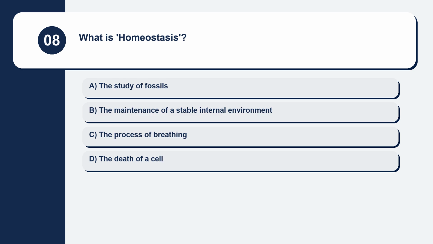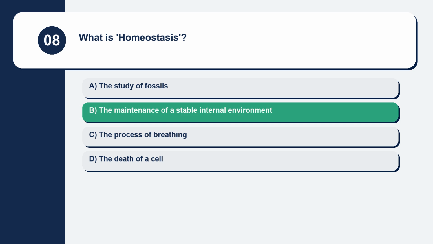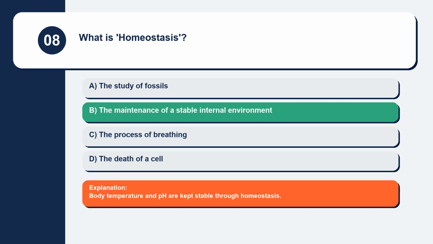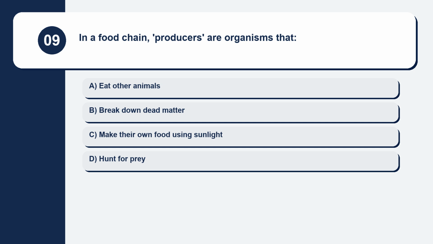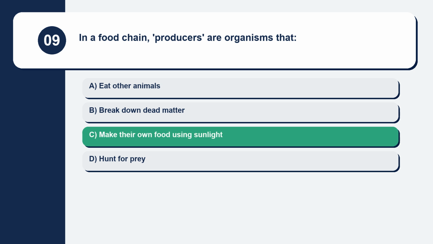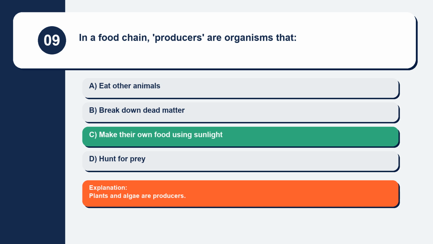Question 8. What is homeostasis? The study of fossils, the maintenance of a stable internal environment, the process of breathing, the death of a cell. Body temperature and pH are kept stable through homeostasis. Question 9. In a food chain, producers are organisms that eat other animals, break down dead matter, make their own food using sunlight, hunt for prey. Plants and algae are producers.